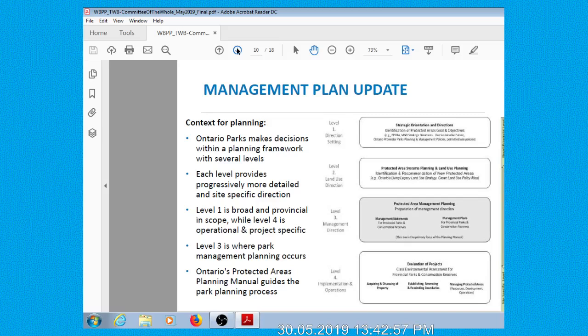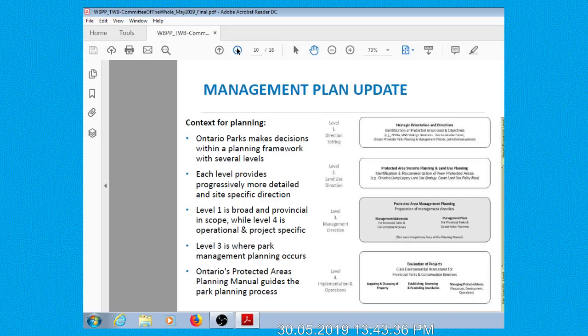So the second level is land use planning, so looking at where there will be provincial parks across the province, or whether we would use Crown land for different purposes, such as general use areas or conservation reserves. The third box down on the right-hand side is the area where we do management planning. So that is developing a site-specific management plan for each provincial park or conservation reserve in the province. And then the lowest level is the implementation and operation level, and that's where we apply our class environmental assessment for provincial parks and conservation reserves. It's similar to your municipal class EA, but just a little bit different.